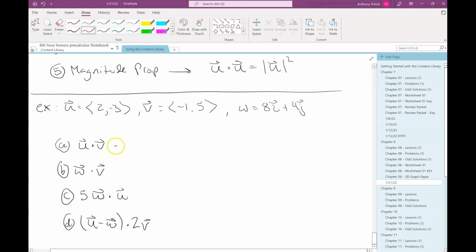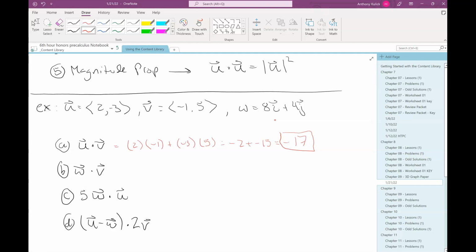All right, first one, u dot v. Well, according to the dot product formula, that's just u1 times v1 plus u2 times v2. So I just get -17. Everybody cool with that? Nothing really tricky or difficult going on there.